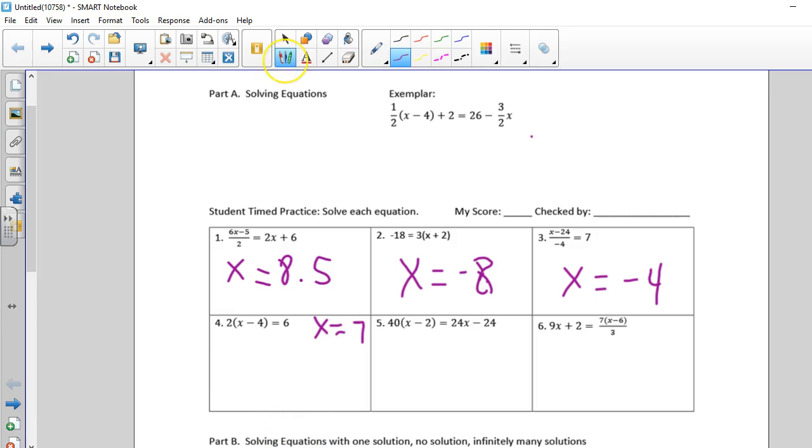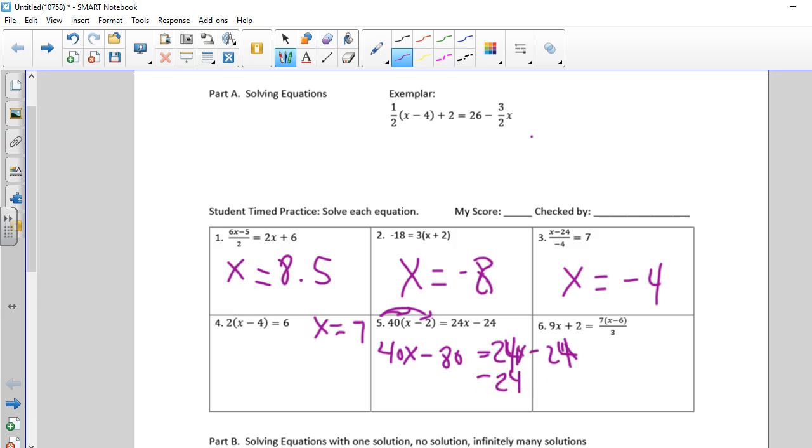Moving on to number 5. 40 times the quantity x minus 2 is equal to 24x minus 24. Distribute. 40 times x is 40x, and 40 times negative 2 is negative 80, equals 24x minus 24. Now, eliminate the variable from the right side.